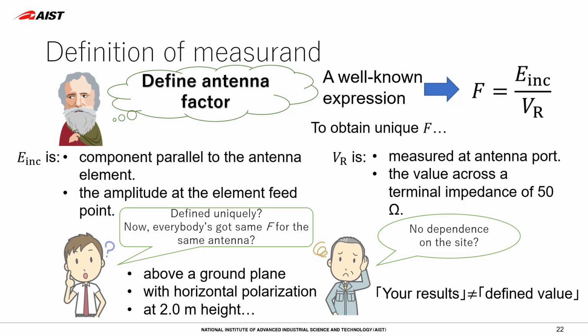We defined the antenna factor as shown here in the last section. This is a well-known definition, but to define antenna factor uniquely, we should add some specific conditions. As for the E-field, the component must be parallel to the antenna element. E-field strength is represented by the one at the antenna feed point and given by amplitude value. Similarly, voltage needs to be more specified, like the amplitude value measured across a terminal impedance of 50 ohms connected to the antenna port.